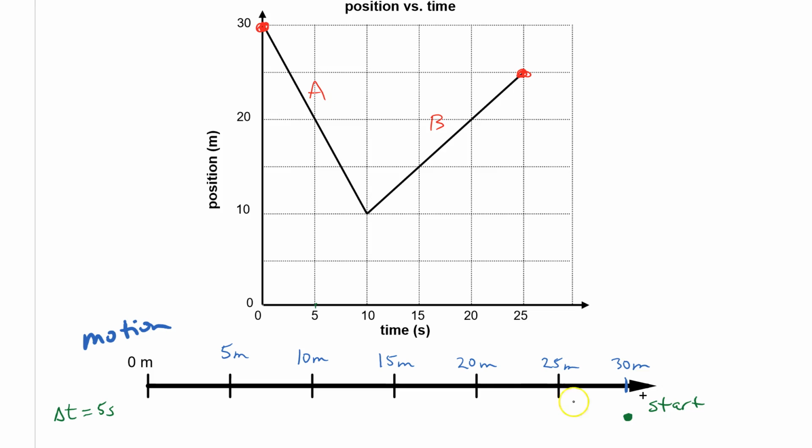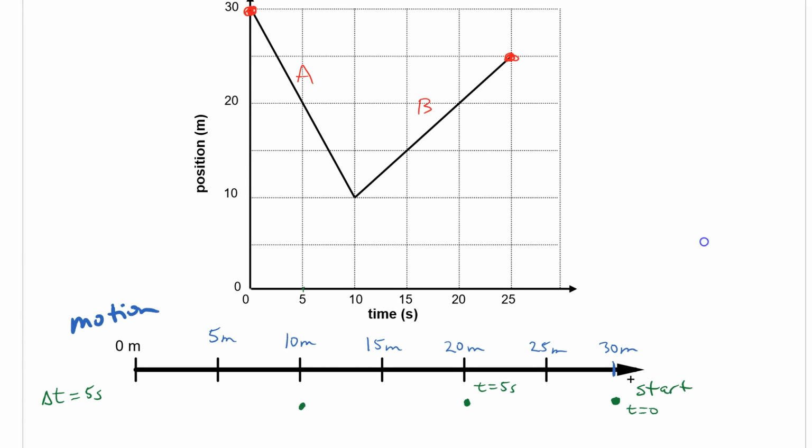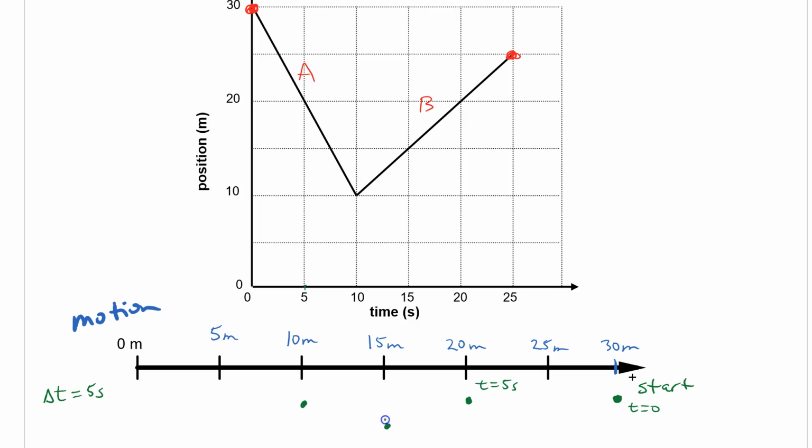So my first one is at 30. 5 seconds later, at t equals 5, I'll be at 20, so I'll put a dot there. I'll just put t equals 0 here and t equals 5 seconds here just to remind me that 5 seconds has gone by. Then 5 seconds later I'm at 10. And then 5 seconds later I am at 15. So I've changed directions now. And then I'll be at 20 and then 25.